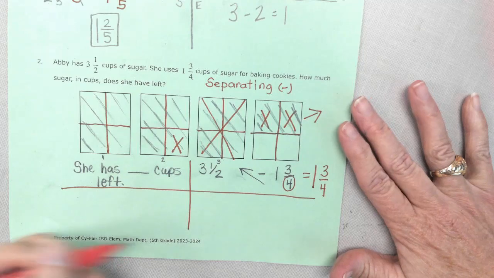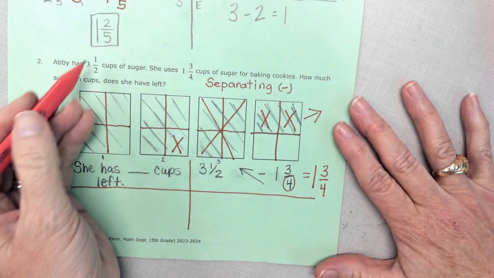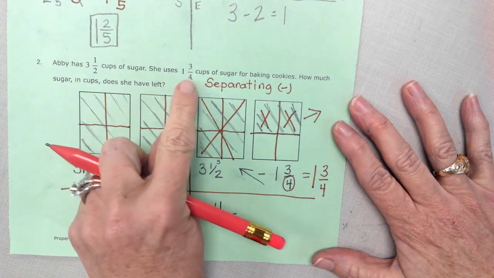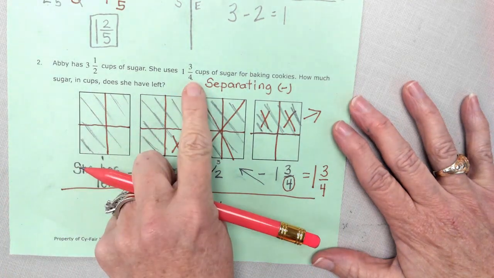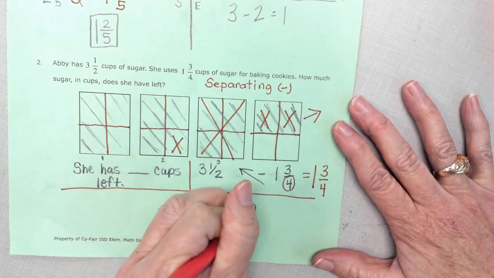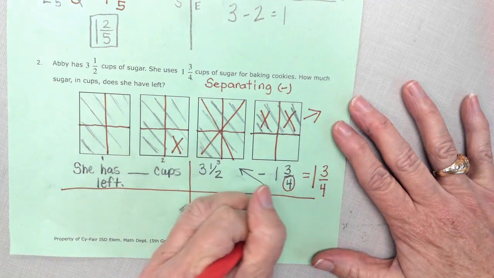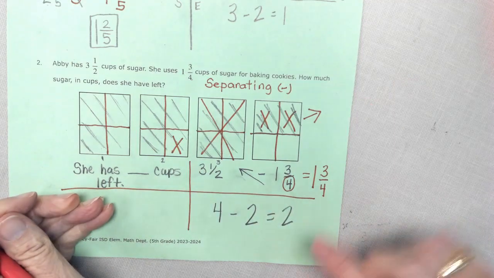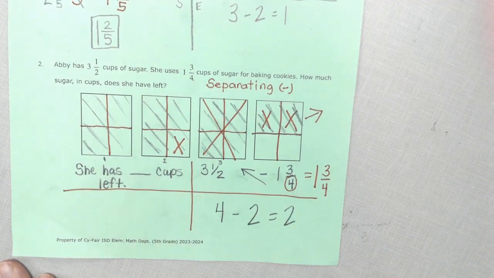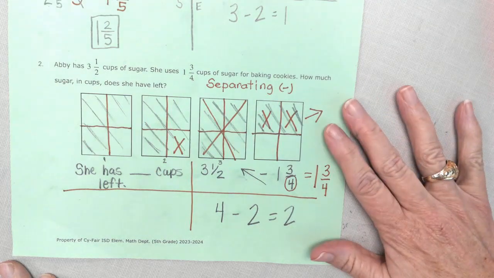Estimates are still good to make sure that we haven't overlooked something. So when I think about 3.5, I'd like to say that that's on its way to being 4. When I think about removing 1 and 3/4, I'd say that that's about removing 2. And so my answer should be pretty close to 2, which is what we got here. But our final step is now relating that to the algorithm.